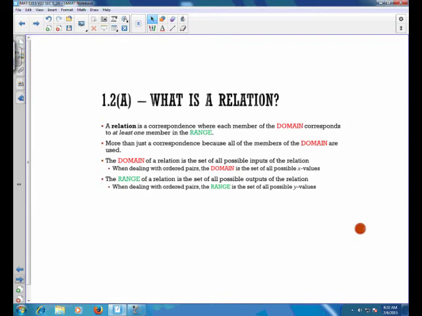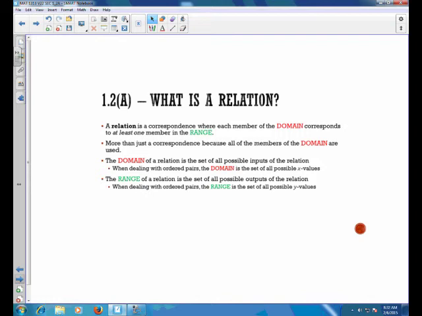So what's a relation then? Well, a relation is a correspondence where each member of the domain corresponds to at least one member of the range. Okay? It's more than just a correspondence because all the members of the domain are used.